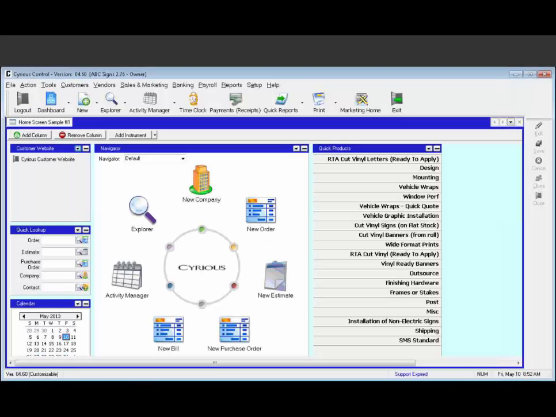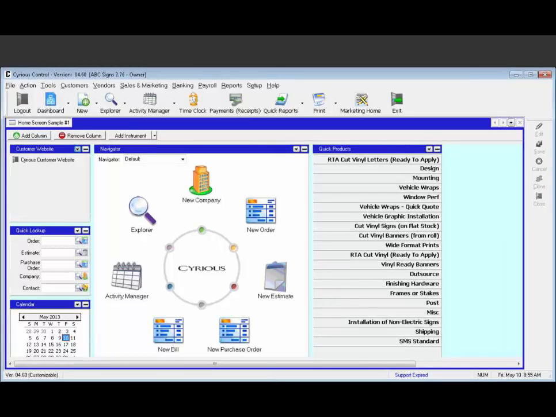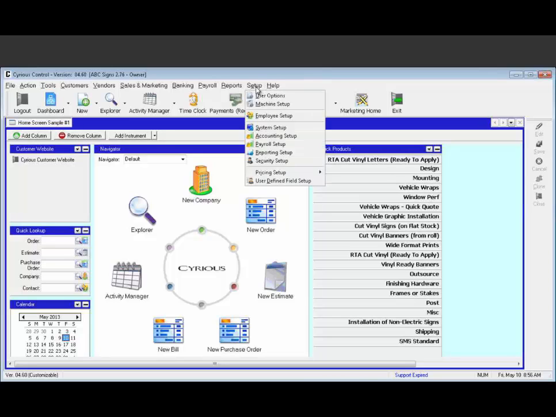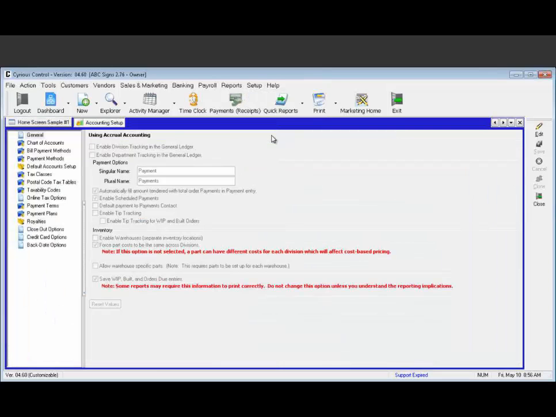And the first thing we will look at is which accounts get exported. In Control, we are going to locate the chart of accounts under Setup. Then down to Accounting Setup. And then over on the left is the chart of accounts. We'll select that.